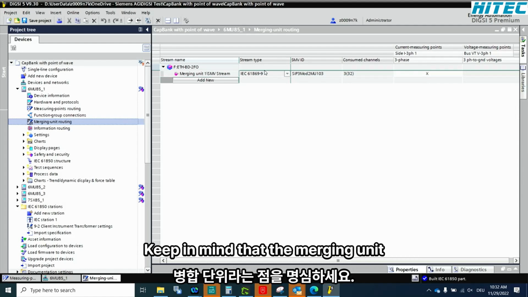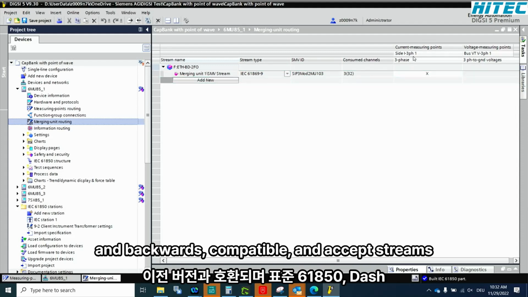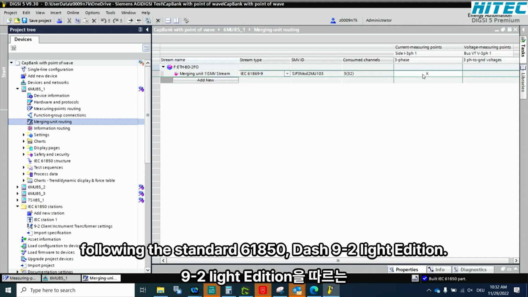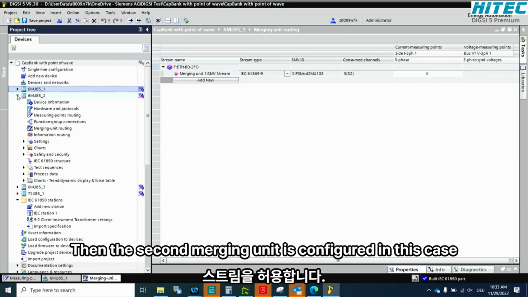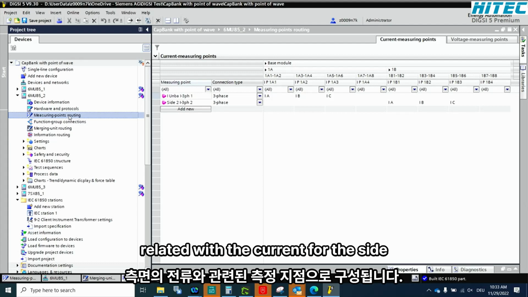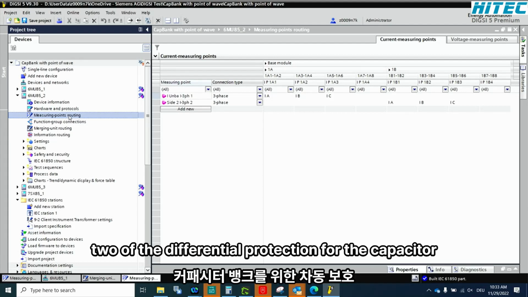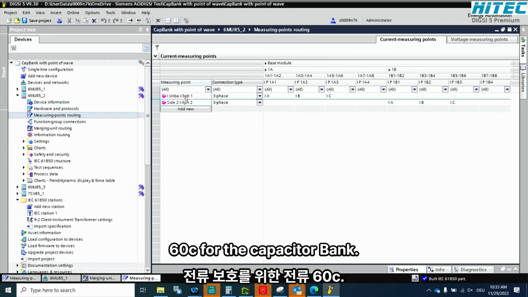Keep in mind that the merging unit 6MU85 is interoperable and backwards compatible and accepts streams following the standard 61850-9-2 Lite Edition. Then, the second merging unit is configured, in this case with the measuring points related to the current for side 2 of the differential protection for the capacitor bank, and the currents for the unbalanced current protection 60C for the capacitor bank.